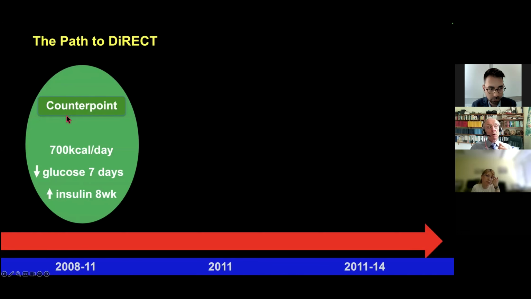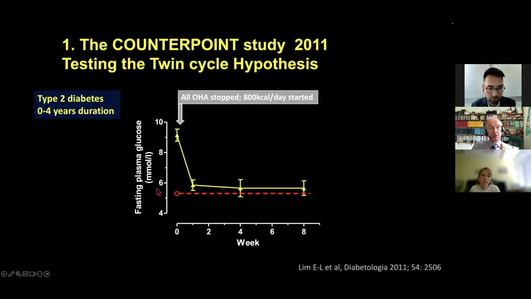So we devised the counterpoint study, which was approximately 700 calories a day. And what we found was glucose fell very rapidly, just like the bariatric surgery paper had pointed out, but this was purely a nutritional change. Now, the insulin response to meals was very sharply increased at 8 weeks, and here are the data. So, 2011, we were able to publish the counterpoint study.